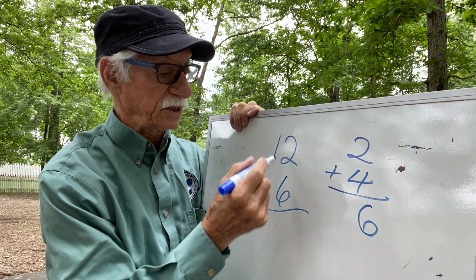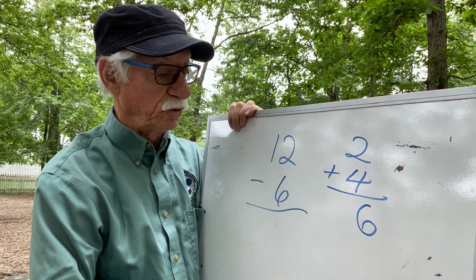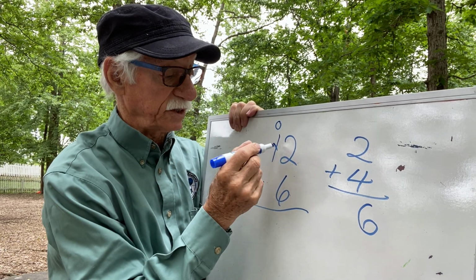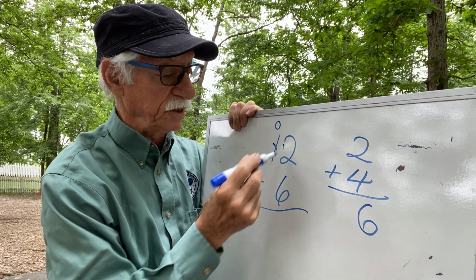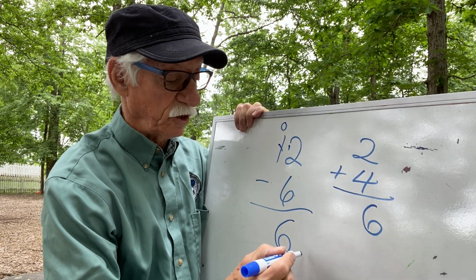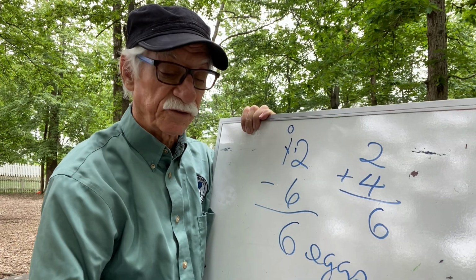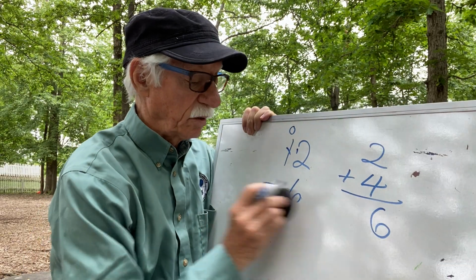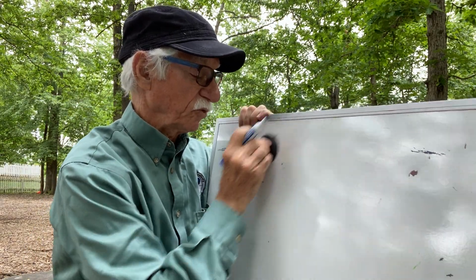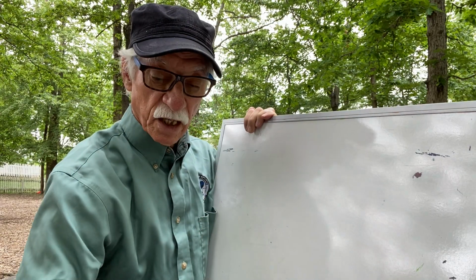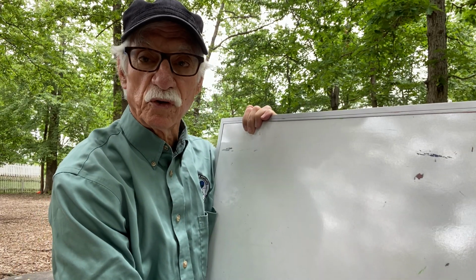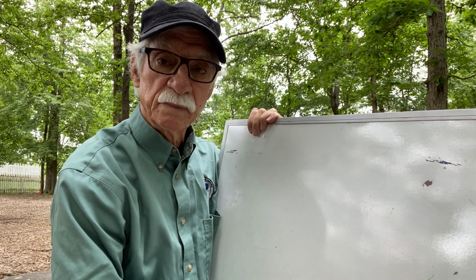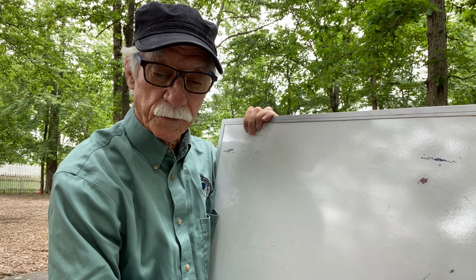So 12 take away 6. Well, can I take away 6 units from 2 units? No, I cannot. Where can I get units? I can take one of those 10s, the 10, turn it into 10 units. 12 units, take away 6 units is 6 units. So there's 6 eggs left in the carton. This is called a 2-stage mental math problem. So you got to figure out and do 2 transactions, 2 functions before you can figure out the answer. Hope you got it. If you did, mark it right. If you didn't, fix it and learn.